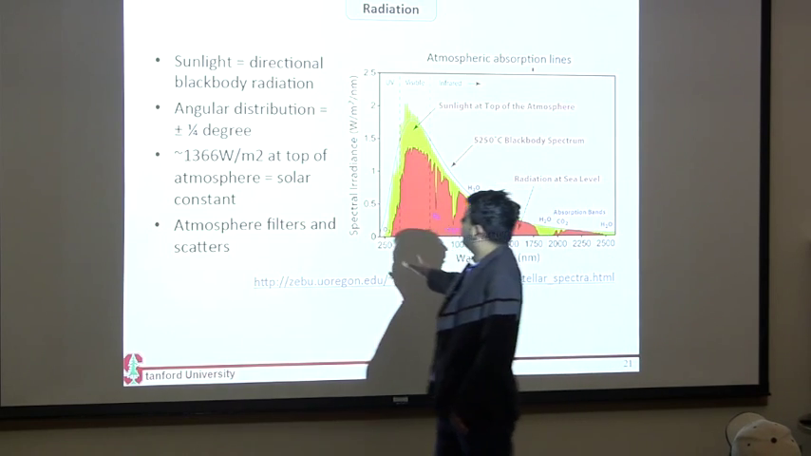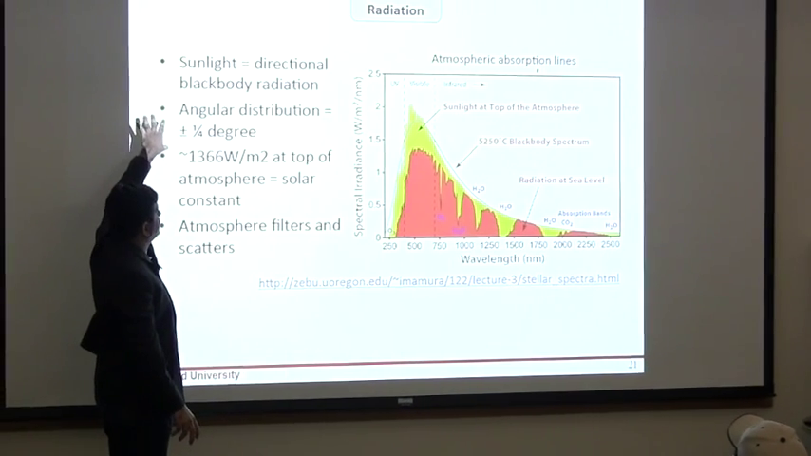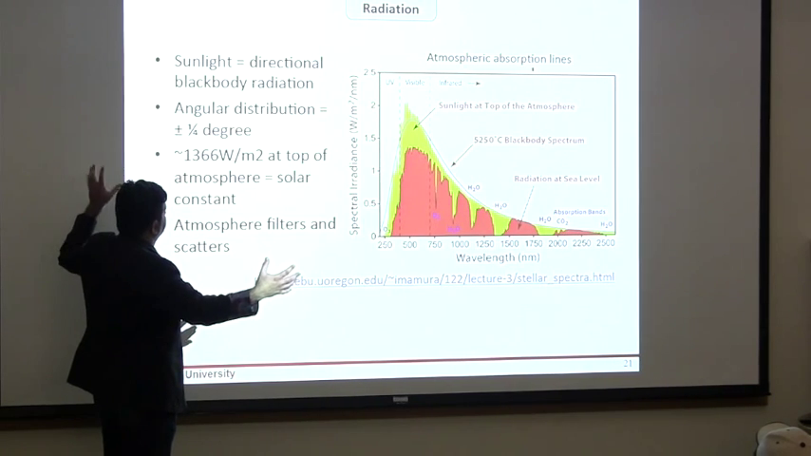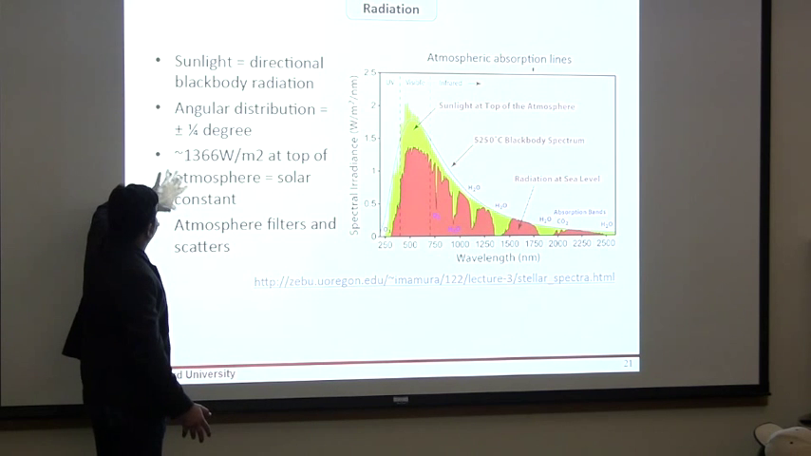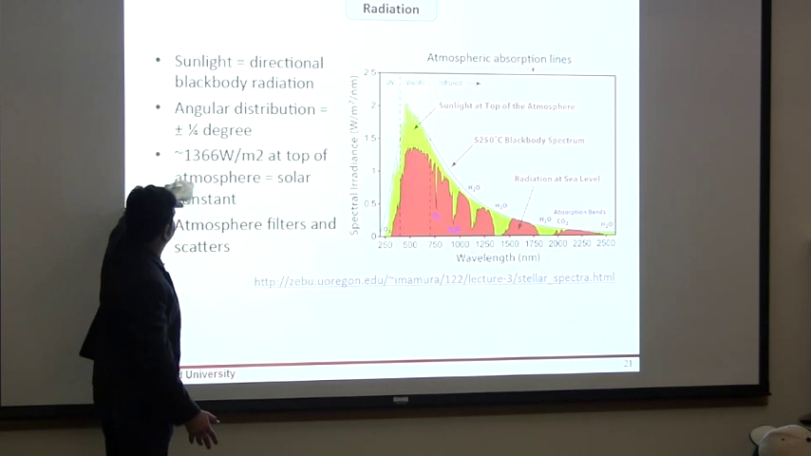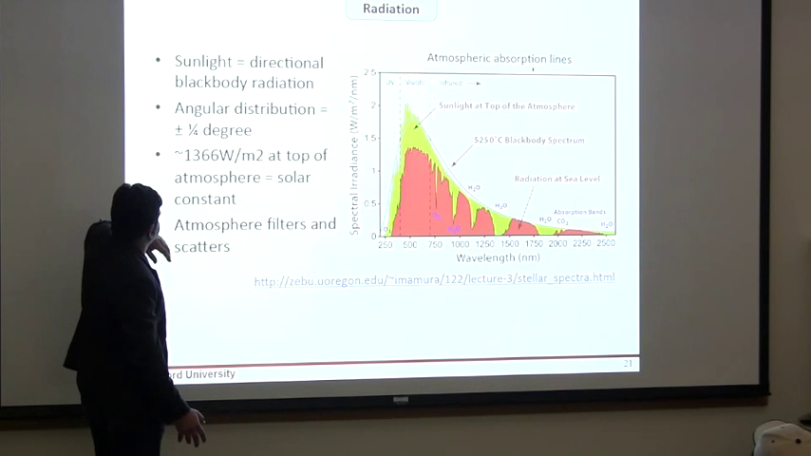So overall, it's similar to a black body radiation. It has a very small angular distribution because the distance between the sun and Earth is so large that the angular distribution is only a quarter of a degree. What I get on top of my atmosphere is 1366 watt per meter square, and that's a number that's quoted very often. There's a solar startup called 1366, named after this number.